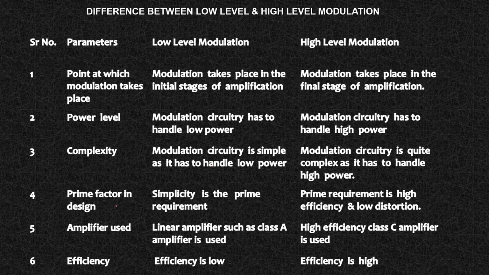Prime factors in the design: simplicity in low level, and here the prime factors are high efficiency and low distortion. Amplifiers used: linear amplifiers such as class A amplifiers are used in low level. High efficiency class C amplifiers are used in high level modulation. Efficiency is low in low level modulation, and efficiency is high in high level modulation. So this is all about low level and high level modulation, or you can say modulated transmitters. So we'll stop here. Thank you.